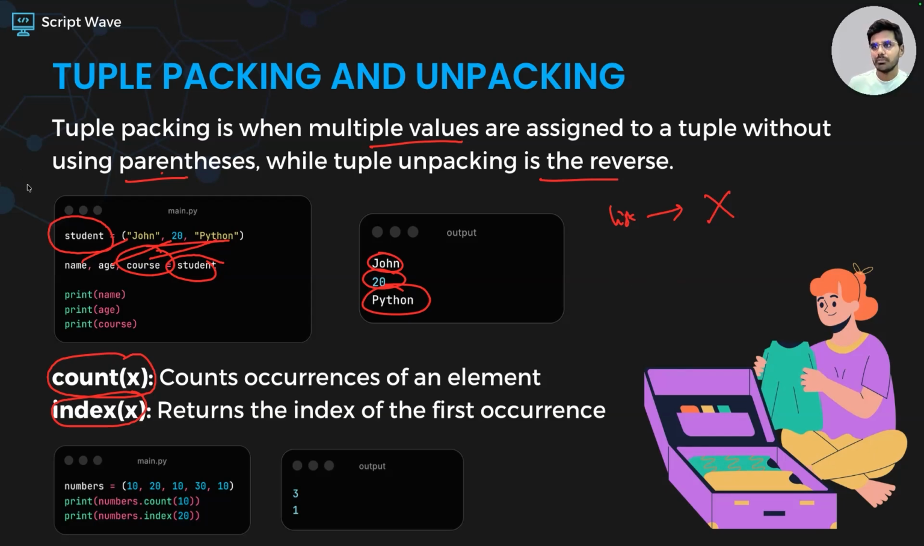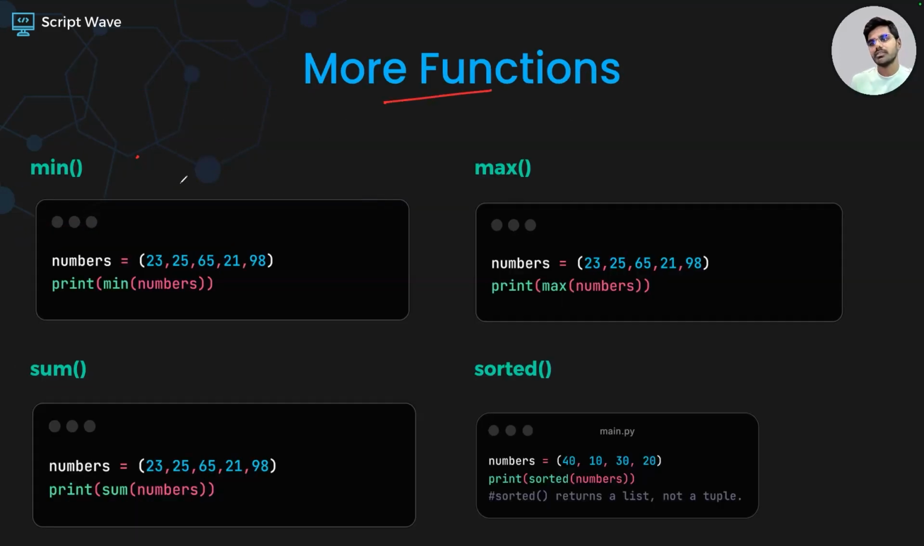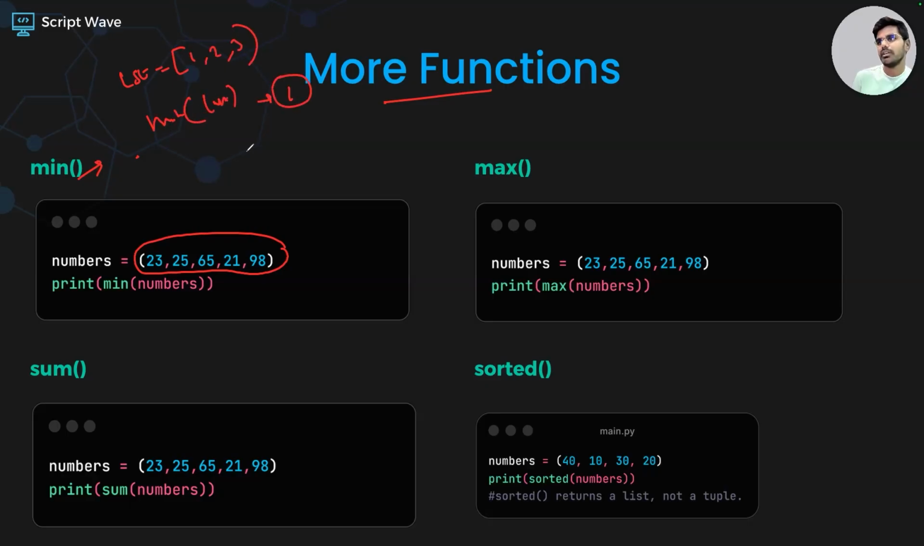Let's move forward with more functions. We have a few more functions, starting with min. This gives the minimum value. This holds the same for the list as well. So we can say lst is equal to 1, 2, 3. If you say min of lst, it returns 1. This works exactly the same for tuple and list.